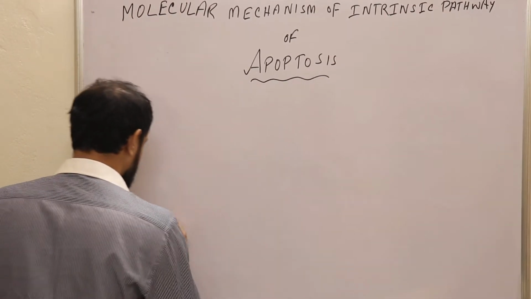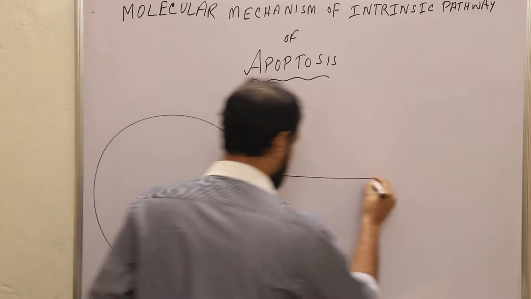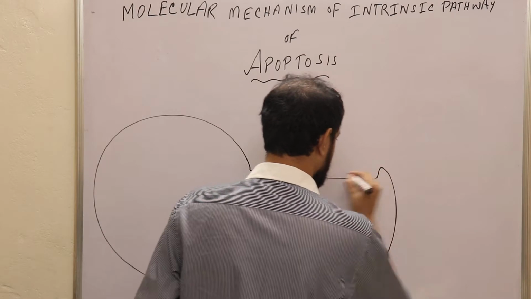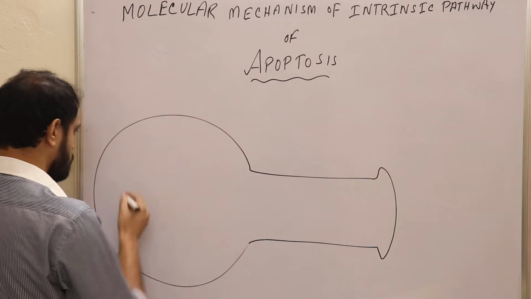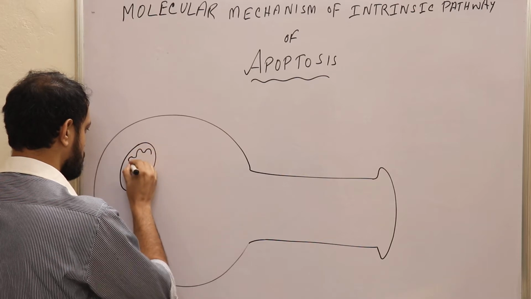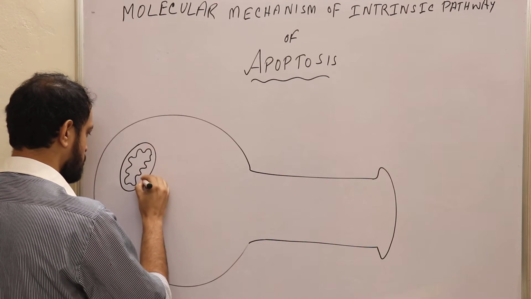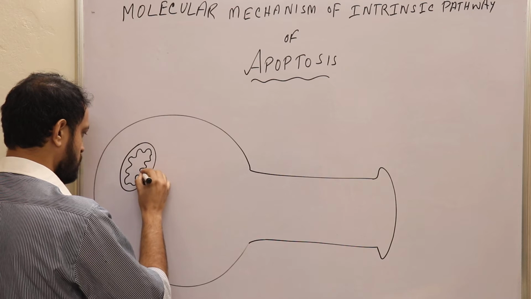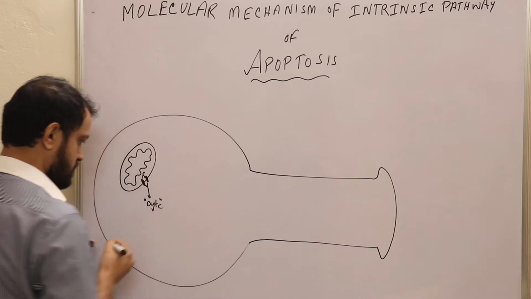Listen, suppose this is a neuronal cell, okay, and through multiple pathways which we have already discussed, what is this, Bax and Bak, right? Through multiple pathways cytochrome C has escaped, right?